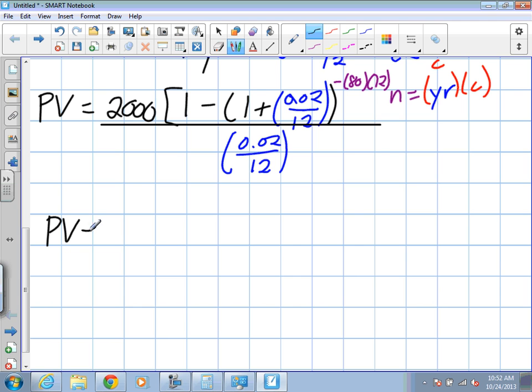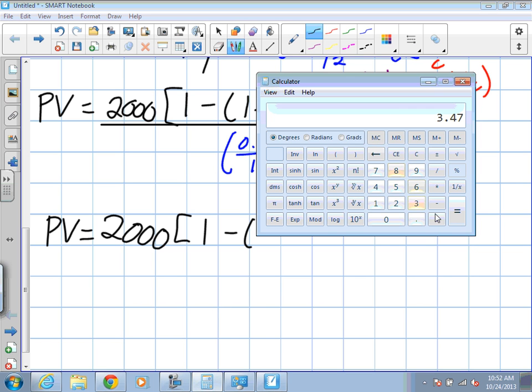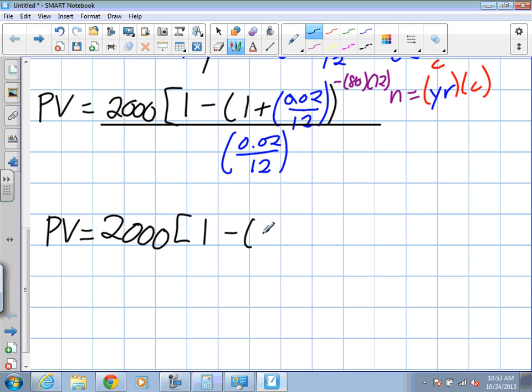So our present value is 2,000. We're going to figure out this value here of 0.02 divided by 12. So our i is 0.00166 repeated. So I'm going to do this all in one step.